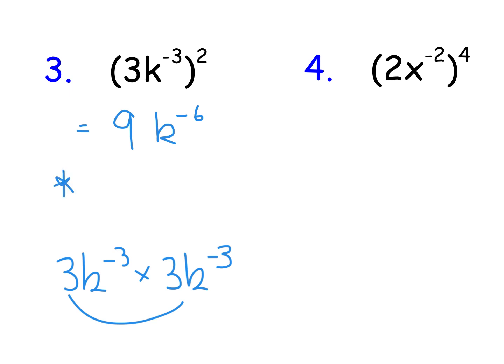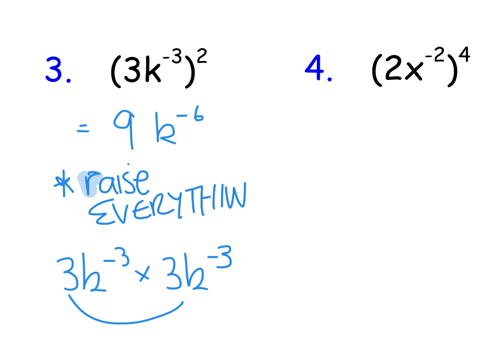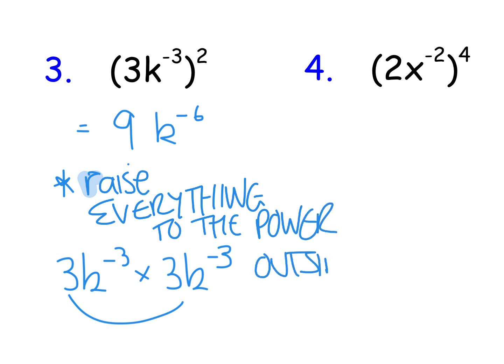So if I was doing this in class, I would put a wee side note saying that you raise everything to the power. I'm on the wrong pen mode, sorry. So you would raise everything to the power. And I would put everything in big bold letters. So you would raise everything to the power outside. And hopefully that's bold enough. So we're doing 3 squared, we're doing k to the negative 3 squared as well.